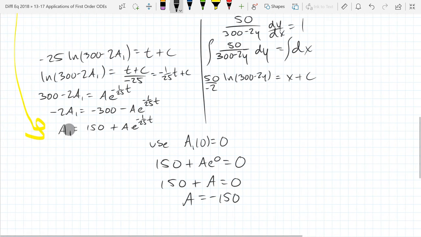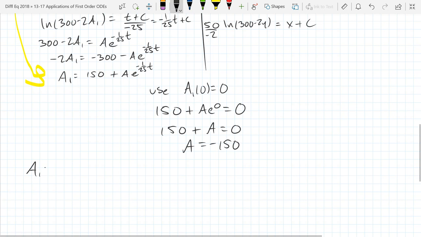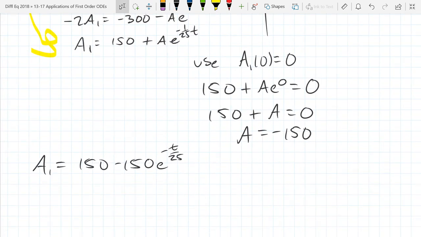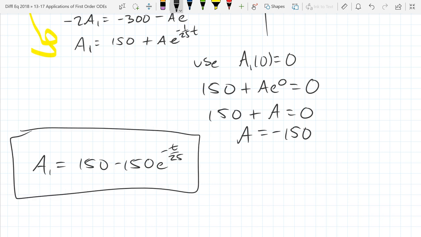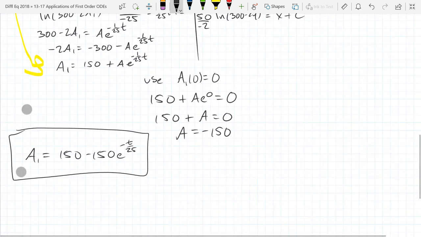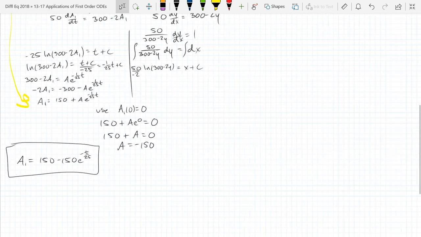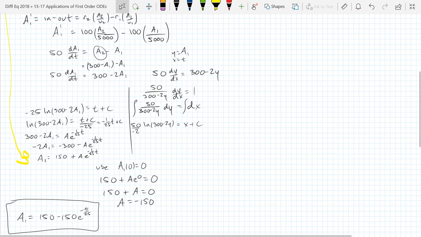So ready to write this out all the way. A1 is 150 minus 150 e to the negative t over 25. And if you plug in 0, it should be pretty clear you get 0 out of this. And you can plug in other t values and get other concentrations at different times.